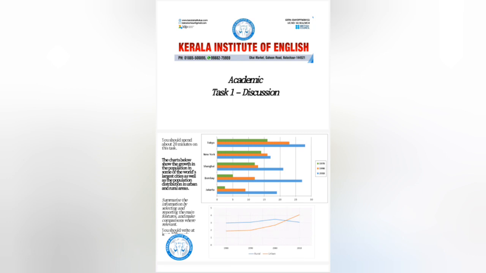So you have been asked to summarize the information by selecting and reporting the main features and make comparison where relevant. We should write at least 150 words. That's the minimum, not the maximum. This has to be kept in mind that most of the students, they stick to running for this 150. Now that's not the focus. If you work on writing what is required for the question, that's extremely important.